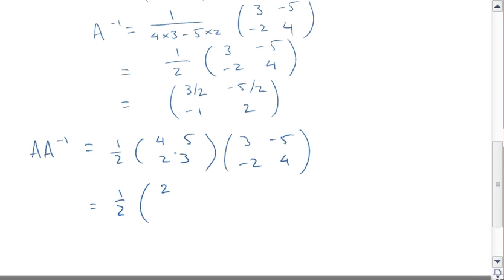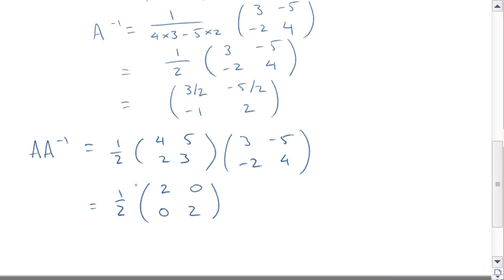Row 1, column 2 is row 1 times column 2, so 4 times negative 5 is negative 20, plus 5 times 4 is positive 20, negative 20 plus positive 20 is 0. Row 2, column 1, 2 times 3 is 6, plus 3 times negative 2 is negative 6, 6 minus 6 is 0. Row 2, column 2 is 2 times negative 5 is negative 10, plus 3 times 4 is 12, negative 10 plus 12 is 2.